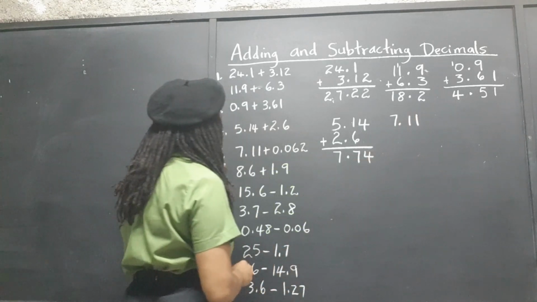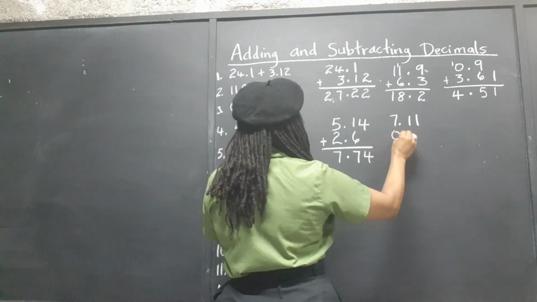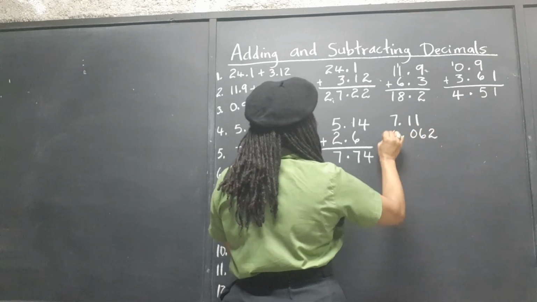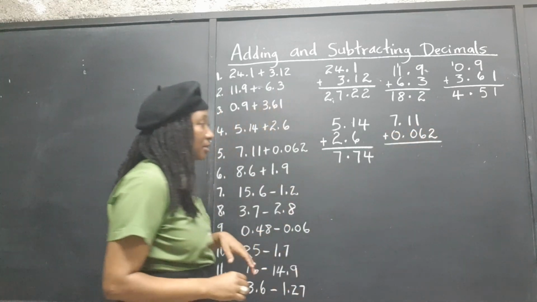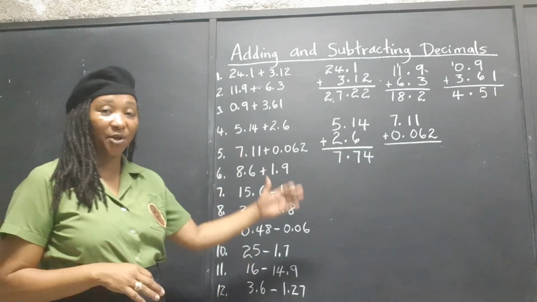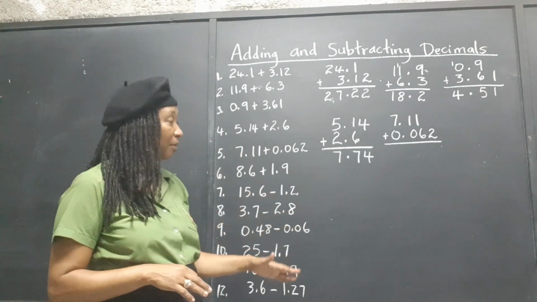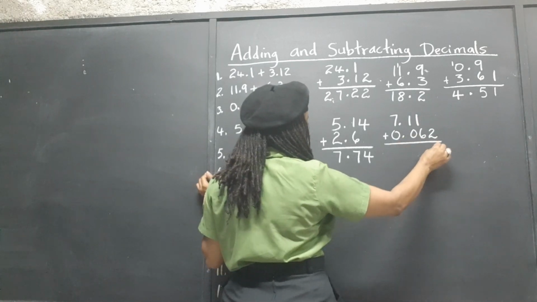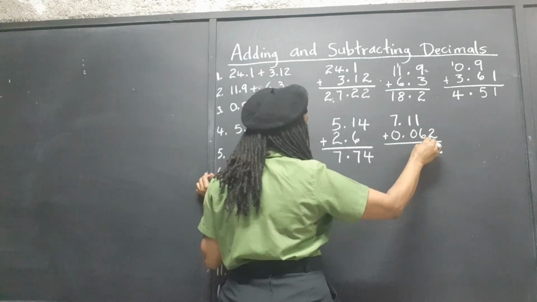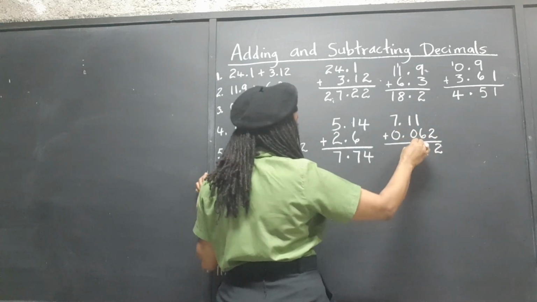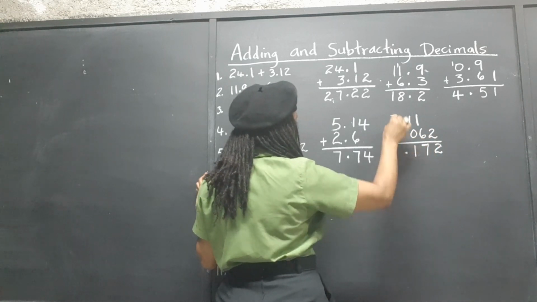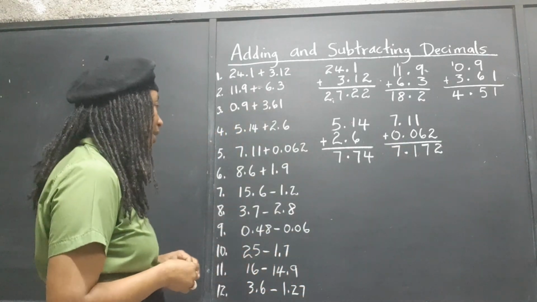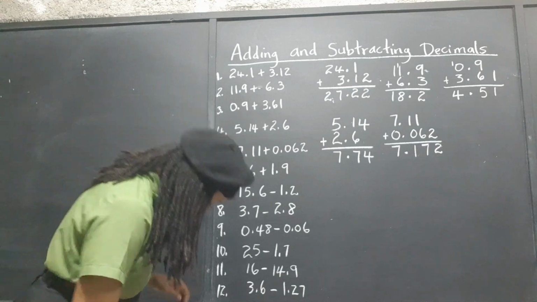Okay, number 5, 7.11, 0.062. Okay, that's how we set it out. We line up our decimal points, we line up our place values. So there's nothing to add with the 2, we bring it down. 6 plus 1, 7, 0 plus 1, 1, 7 plus 0, 7. So that's 7.172.